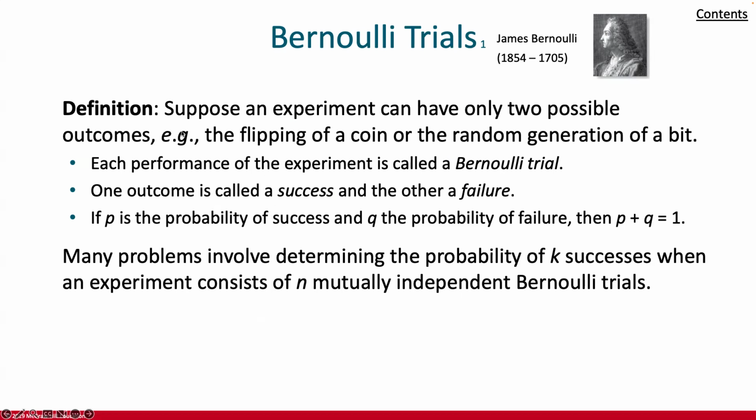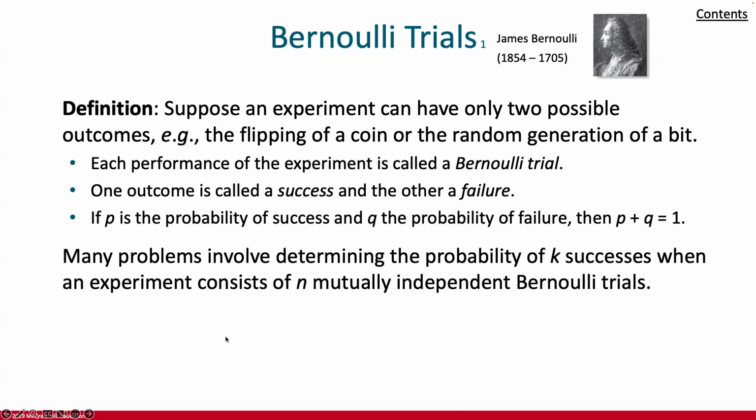in discrete mathematics. So suppose an experiment can have only two possible outcomes, for example, the flipping of a coin or the random generation of a bit. Each performance of the experiment is called a Bernoulli trial. An outcome is either a success or a failure, and p is the probability of success, and q is the probability of failure. And we have that p plus q has to be equal to 1.